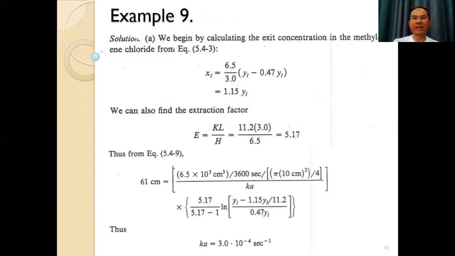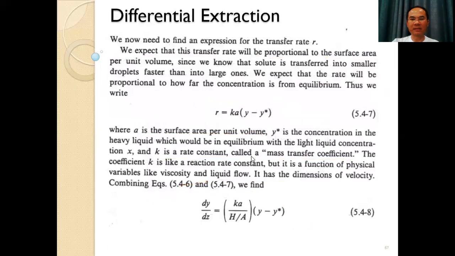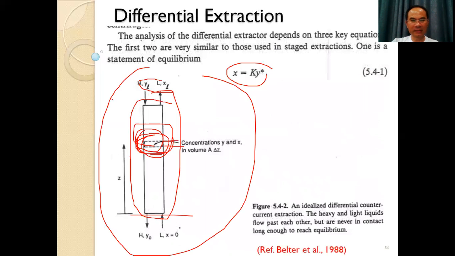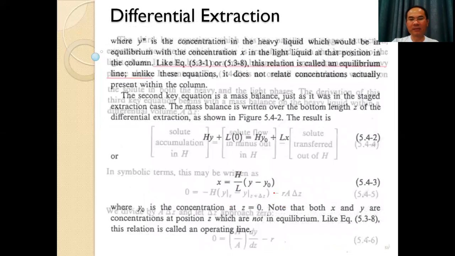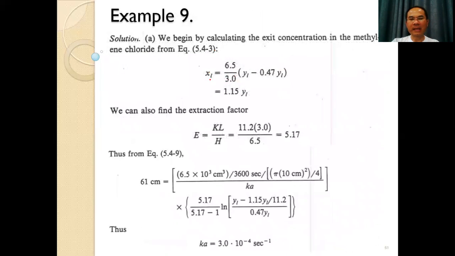first step, we utilize the mass balance equation. We use this equation. X over L, y minus y0 for this case. If we call XL, it means in this case XL is S over L, y minus y0. XL equals S 6.5 divided by L 3, YL minus Y0.